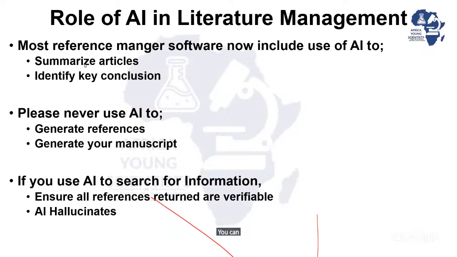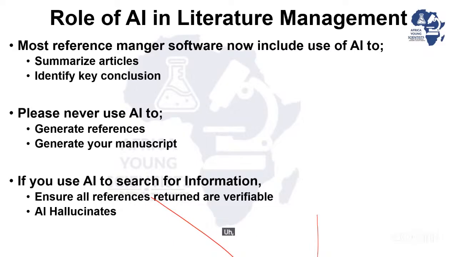You can use AI to summarize articles. Meaning you have an article you downloaded, it may be 20 pages long or 15 pages long, and you can use AI to summarize some of these articles and it can help you to identify a conclusion. If you're using AI to summarize an article, fair enough, it's okay, not bad. If you're using it to identify key conclusions, fair enough, not bad.